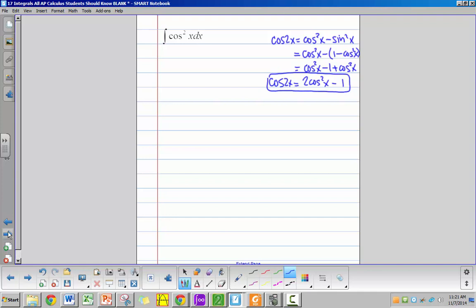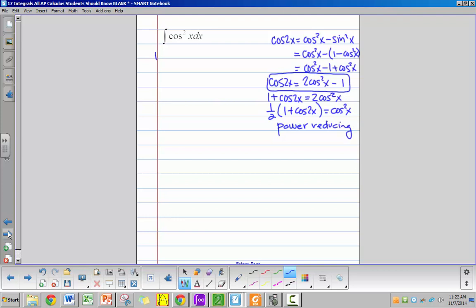Getting that on one side by itself is going to require me to go 1 plus cosine of 2x equals 2 cosine squared x. And then I take 1/2 times 1 plus cosine 2x equals cosine squared x. And you might say, well, wait a minute, Mrs. Muller, that looks an awful lot like the sine squared. And it is, except that it has a plus sign instead of a minus.